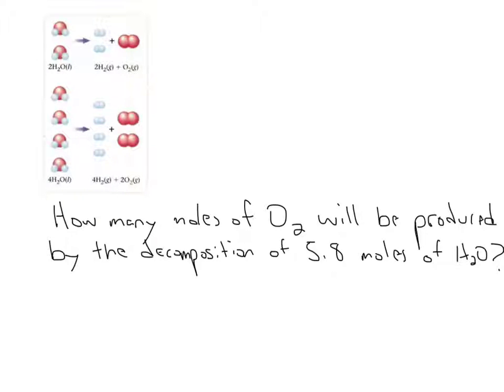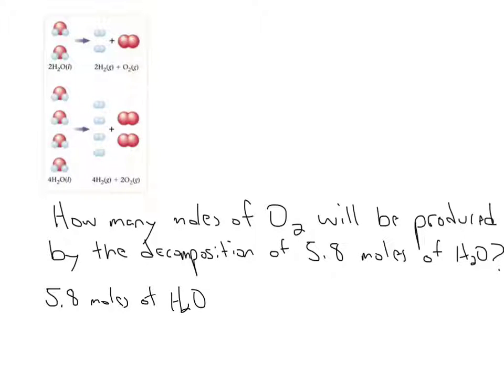Here's a problem we could look at. We could say how many moles of O2 will be produced by the decomposition of 5.8 moles of water, and this is how we're going to use the mole ratio. So from earlier on we did dimensional analysis, so we remember that we're going to write our known, what we're starting with, which here is 5.8 moles of H2O. That's what I know I have, so I'm going to write moles of H2O.